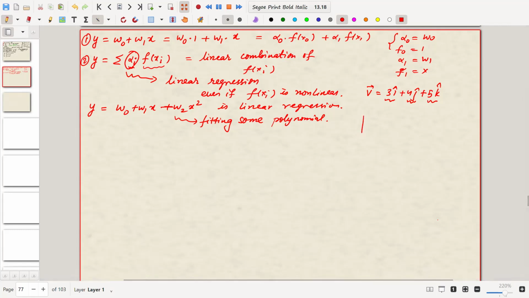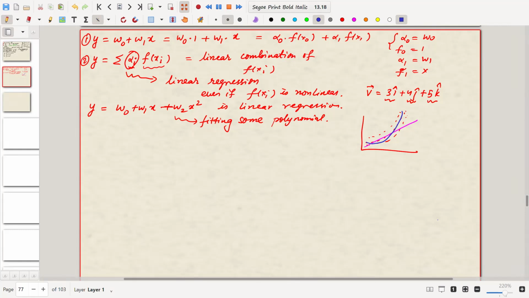If you have data sets and the points look like this, then fitting a straight line is not an ideal choice, because of course you're missing out a lot of data points. Instead, you can draw a polynomial curve, using W0 plus W1x plus W2x square. So this is the fitting of some polynomial. Okay, fine. So regression is linear.